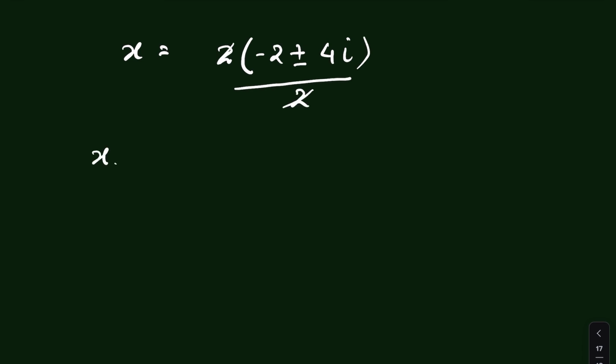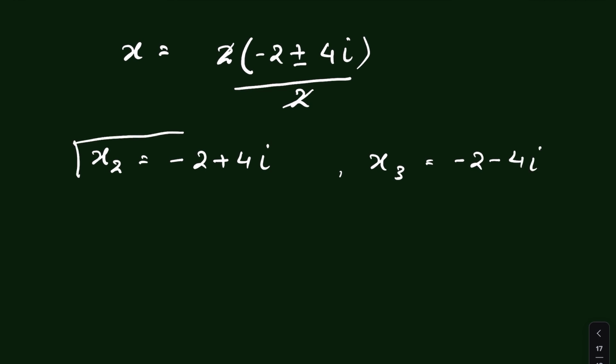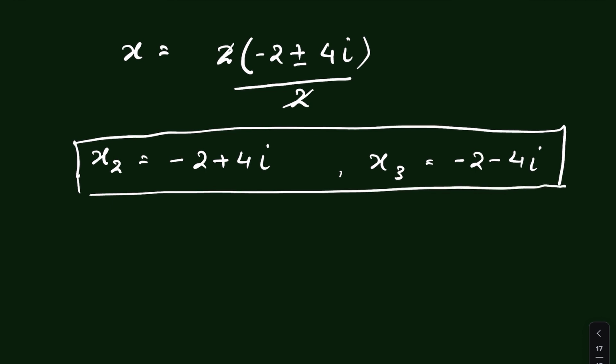So the second value for x is minus 2 plus 4i, and the third value for x is minus 2 minus 4i. So these are two complex solutions for x. The only real solution for x is 5.